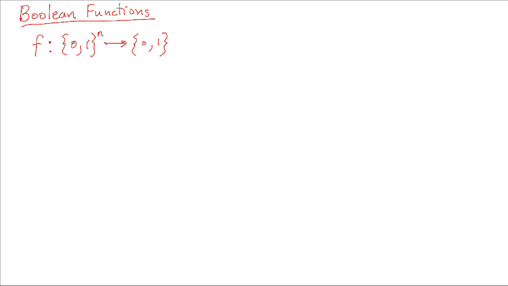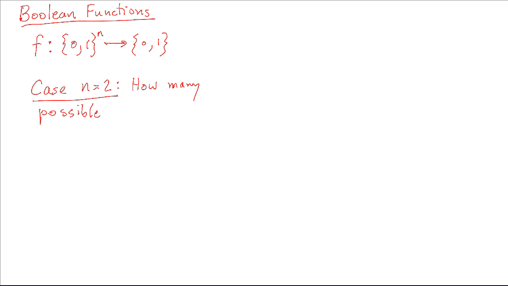Okay, and what I want to do is count the number of different Boolean functions that we can possibly make. So when we looked at functions, I showed you how you can specify a function in a tabular fashion, and I'm going to take the case of n equals 2 and ask the question, how many possible Boolean functions are there for n equal 2? First of all, I'm going to figure out what the domain looks like.